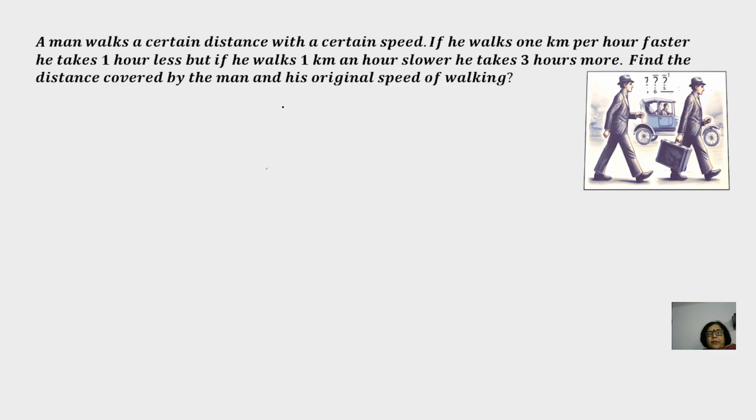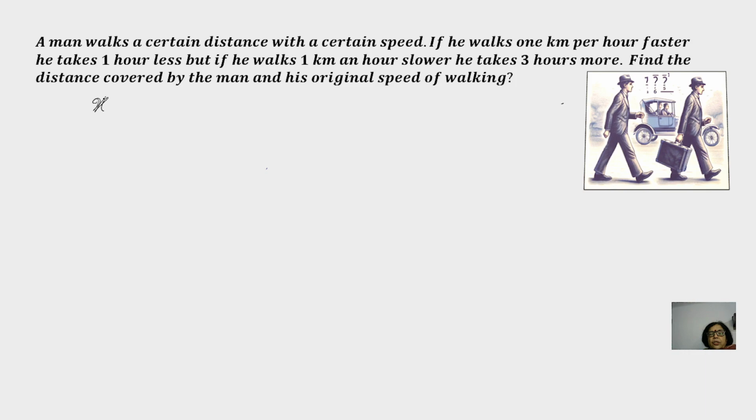Moving on to the next question, a man walks a certain distance with a certain speed. If he walks 1 kilometer per hour faster, he takes 1 hour less. But if he walks 1 kilometer an hour slower, he takes 3 hours more. Find the distance covered by the man and his original speed of walking. So here we have a person walking at a particular speed. There are two different conditions that are arising here.